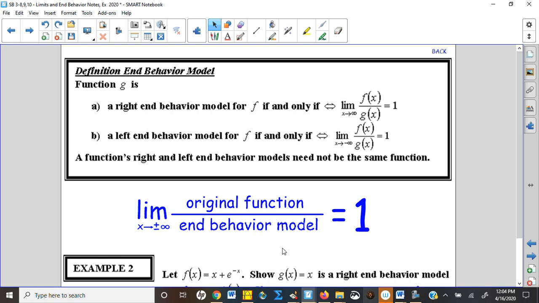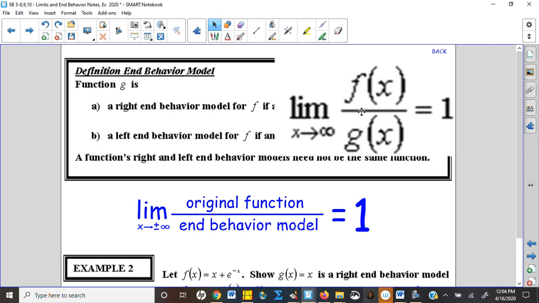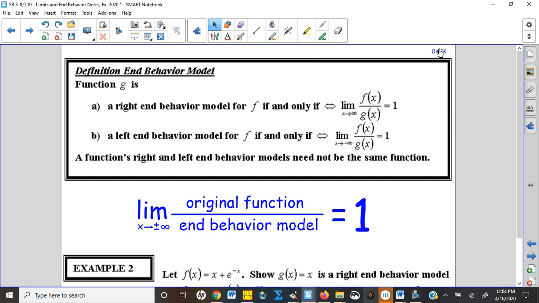Now, in reality, that can't happen because we can't make it to infinity, but limits allow us to surpass that little problem and say, let's say we could. So that's what our definitions mean. This is actually the right end behavior model because we're approaching positive infinity. But if I take the limit of my function divided by its end behavior model, as we approach infinity, we better have a value of 1. So that's what that's all about.